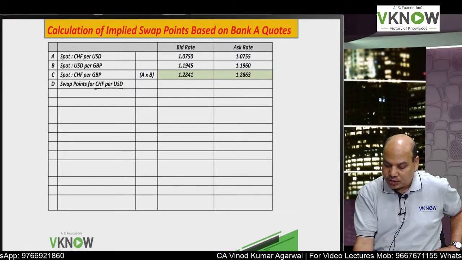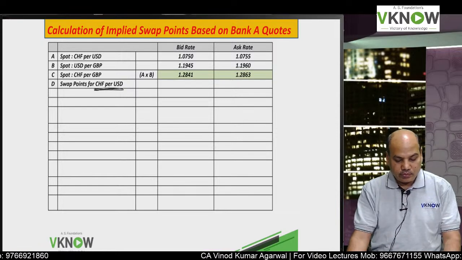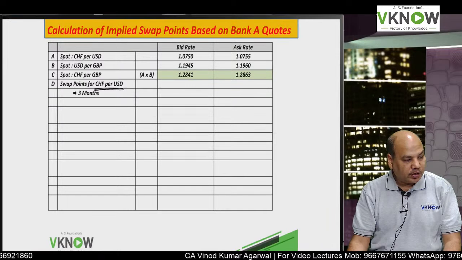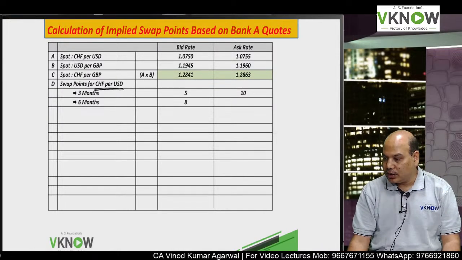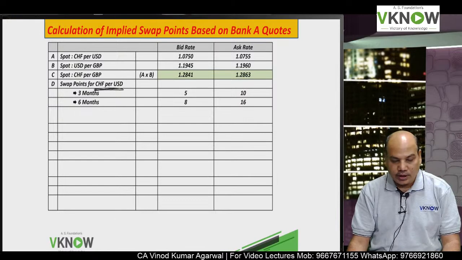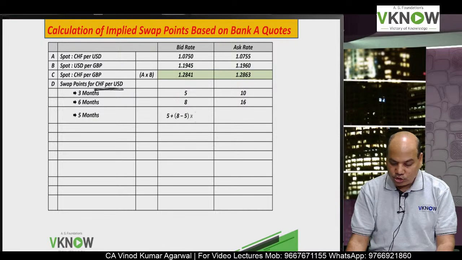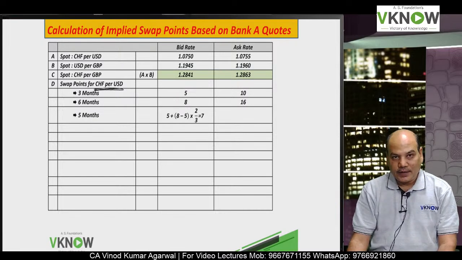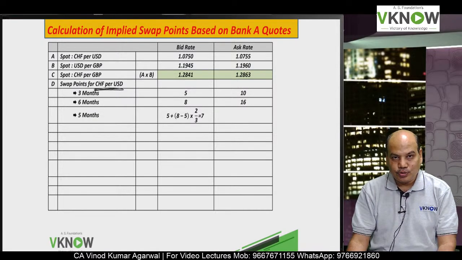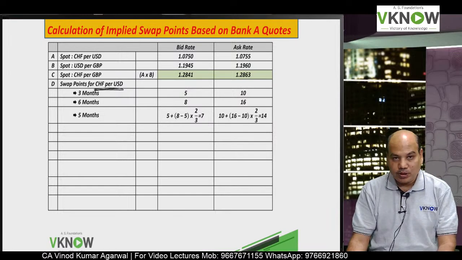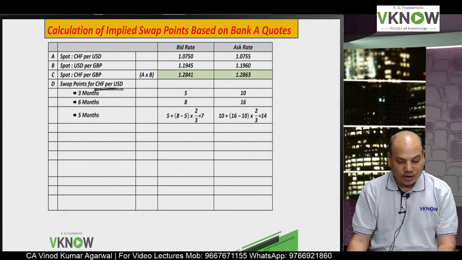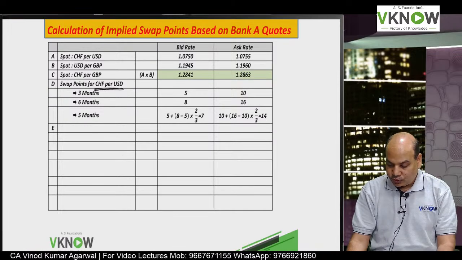Swap points for CHF per USD, given in the question. Same thing copied: 3 months 5, 10; 6 months 8 and 16. So 5 months will be like the previous calculation. Take 5 plus (8 minus 5) into 2 by 3, 7. And next column will be 10 plus (16 minus 10) into 2 by 3, 14.